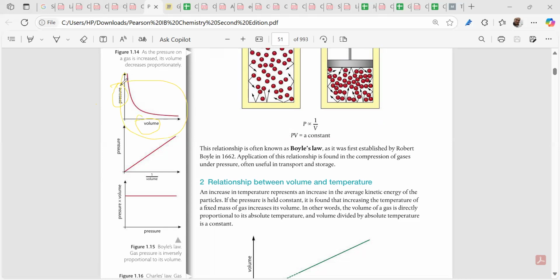Now if you take the pressure and the volume, the graph will look like this. If we take pressure versus 1 by volume, it will be a straight line. Secondly, when we multiply the pressure into volume, we get a straight line over here. Agreed?